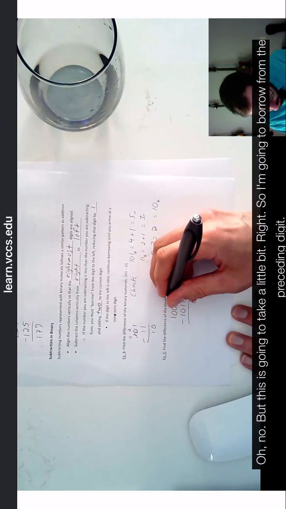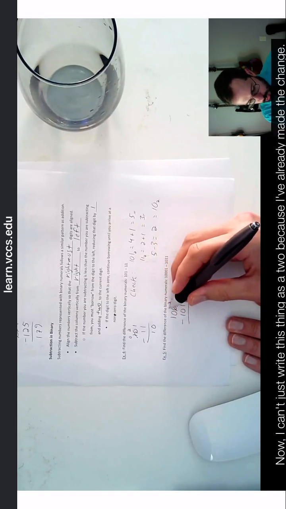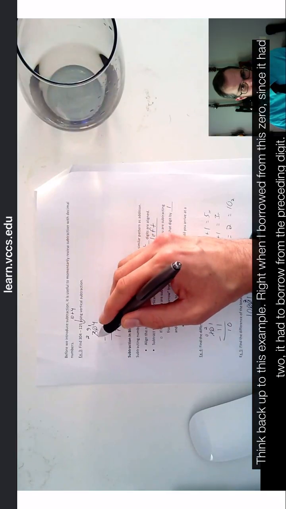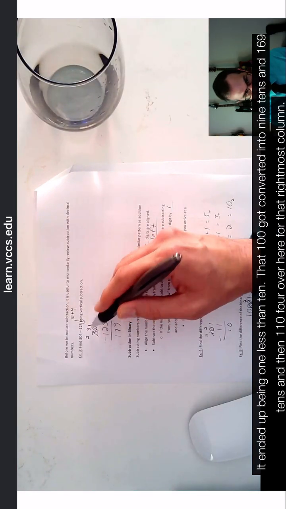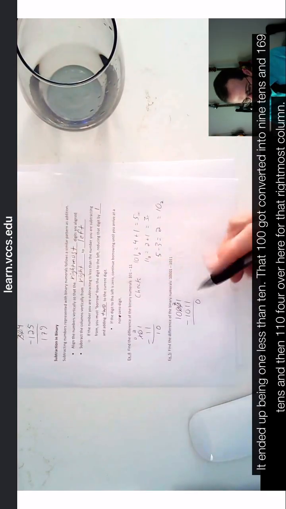Oh no, but this is going to take a little bit. So I'm going to borrow from the preceding digit, so that thing is going to get changed to a 2. But now this one's going to have to borrow from the digit before. Now I can't just write this thing as a 2 because I've already made the change. Think back up to this example. When I borrowed from this 0, since it had to borrow from the preceding digit, it ended up being 1 less than 10. That 100 got converted into 9 tens and 9 tens and then 1 ten for that rightmost column. So the same thing is applying here.